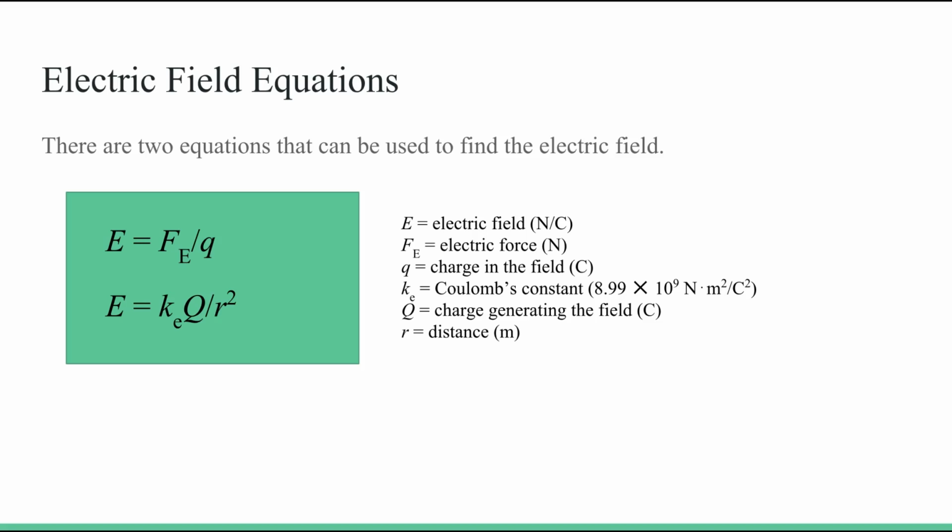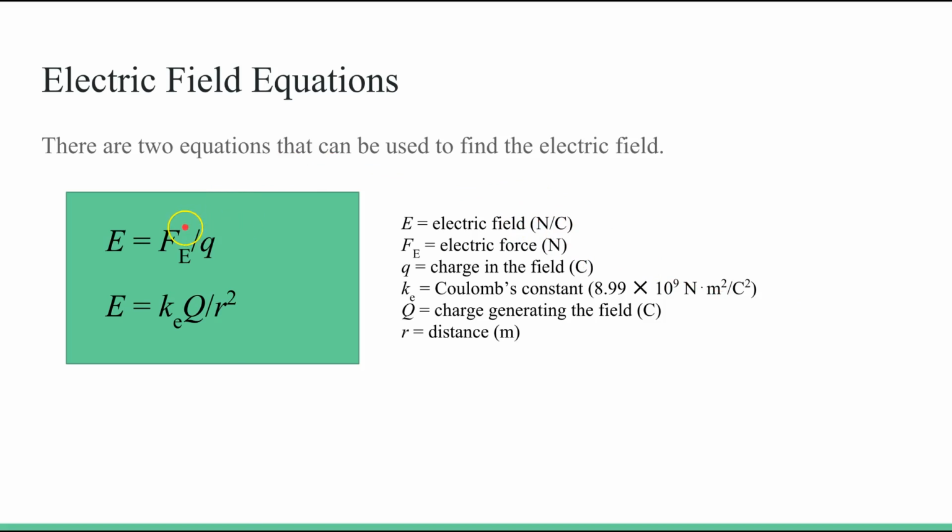And you can use a little algebra to derive this equation over here. Just substitute Coulomb's law over here, and the q's will cancel out, and you'll be left with this. So big Q is the charge generating the field. r is, of course, your distance. And Ke, again, is Coulomb's constant. I put the value right over here.